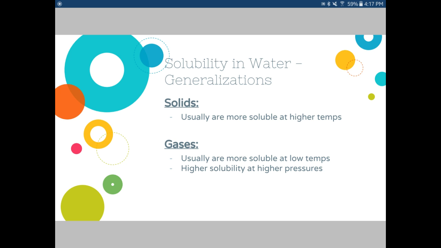We also see that we have higher solubility of gases at higher pressures. So if we increase the pressure, we can have more oxygen dissolved in, or any gas for that matter, dissolved in our water. Now, generally, we talk about oxygen because it is an entity that is necessary for life.